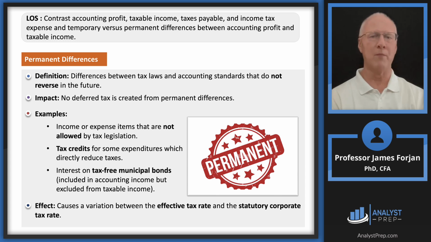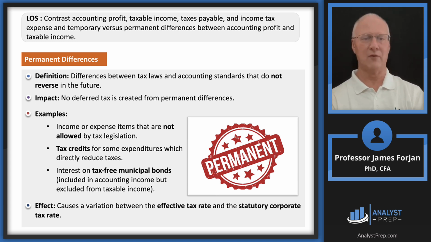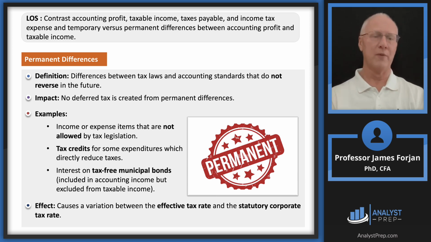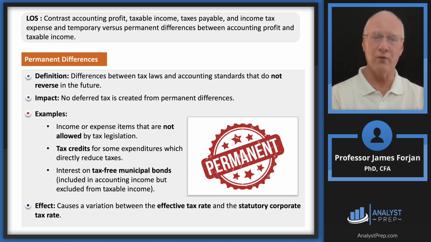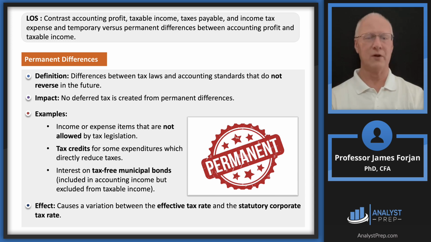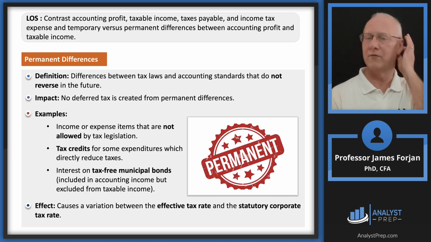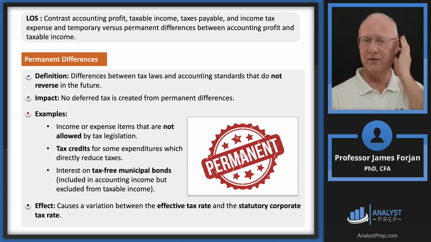How about a permanent difference? There are some examples there: income or expense items that are not allowed by tax legislation. So those are permanent, meaning that they're never going to come back. If they're never going to come back, look at that second bullet point. No deferred tax is created if you know the difference is permanent right away. And that's important. The interest on tax-free municipal bonds is mentioned in many, many things. In fact, I even remember this from my CFA days, that with tax-free municipal bonds we don't have to worry about that, because that's going to be a permanent difference.